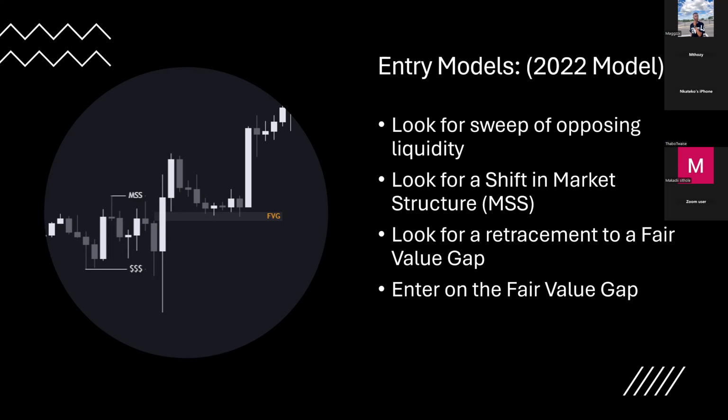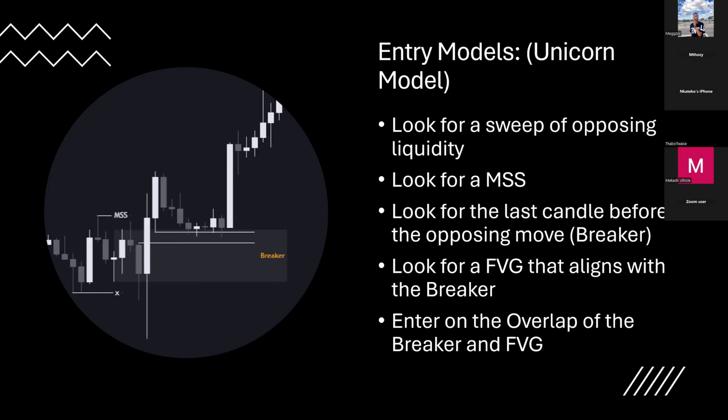With SMC and ICT, we are not essentially pattern trading. We are trading an idea. Now, going to the next example here, you can see this is the unicorn model, which is another very popular entry model in the ICT space. This one is almost similar to the 2022 model where we're going to look for a sweep of opposing liquidity. Then we look for a market structure shift. Then the difference right here is that instead of entering only on a fair value gap, we're going to be taking a look at a breaker block.